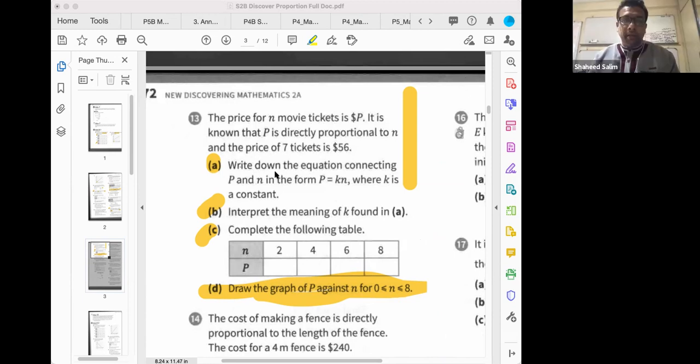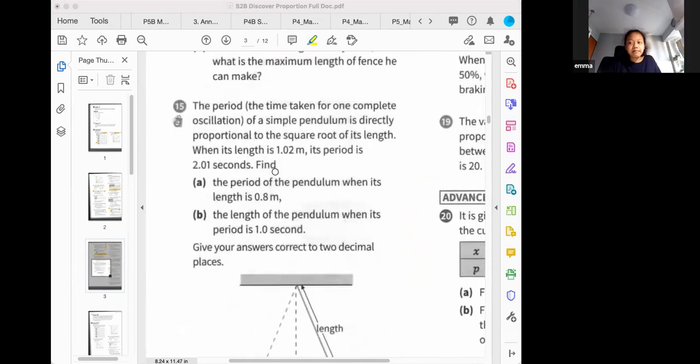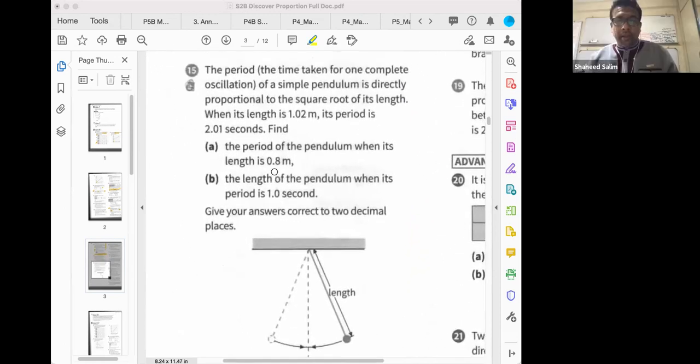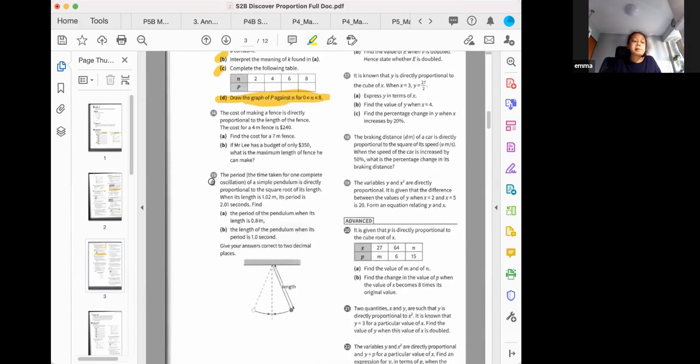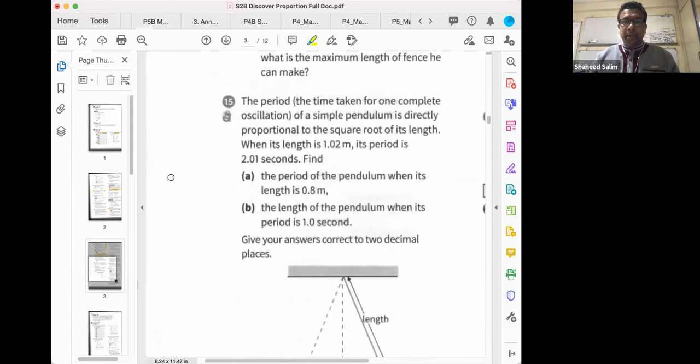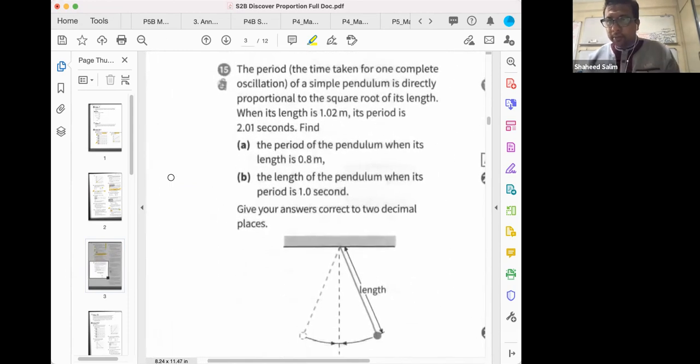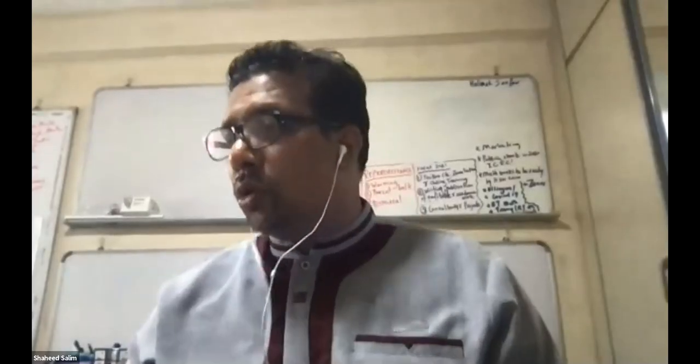Okay, we move on. Let us go to oscillation. Hold on, this number 15 is here. Oscillation. You know what's oscillation, right? No? Okay, now I'll show you oscillation. 1, 2, 3, 4, 5. One oscillation must go and come back. Go and come back. So that's oscillation.